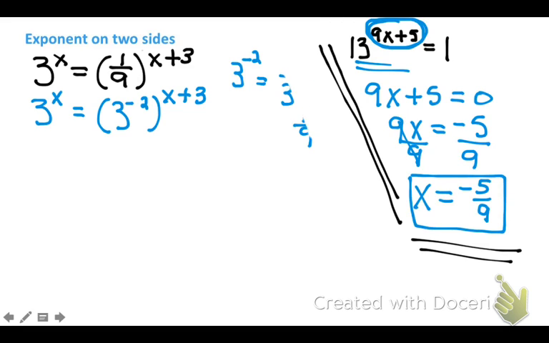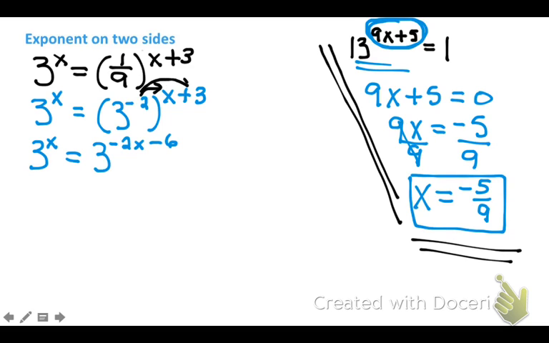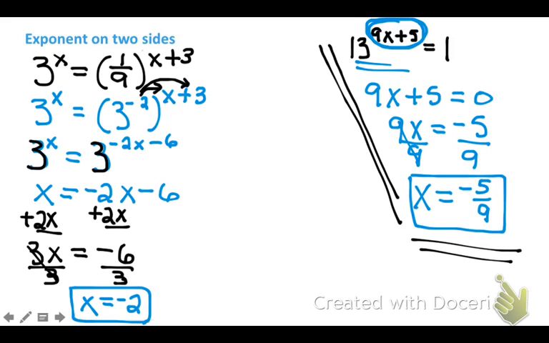Now we have a power raised to a power, so we're going to have to multiply negative 2 times x, and then negative 2 times the 3. So again, we distributed the negative 2 to the x and the negative 2 to the 3. Now we have the same base, so we can focus on just working with the exponents. I'm going to bring down my x, bring down my negative 2x minus 6, and then we work to isolate the x. We added 2x to both sides, then divided both sides by 3, so x equals negative 2.